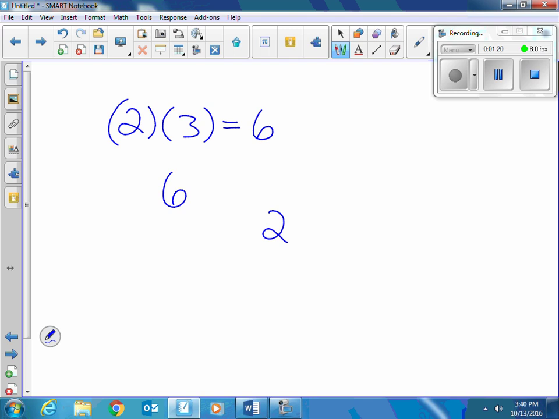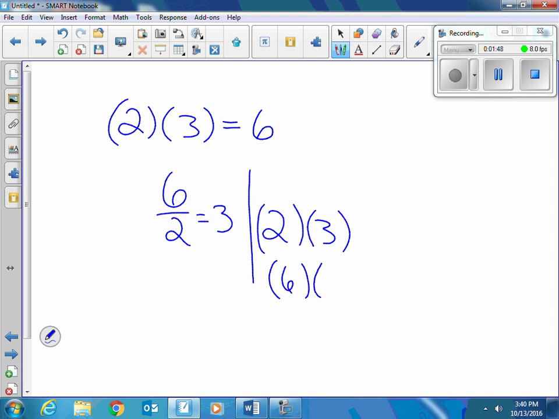And if you want to figure out what that other factor is that multiplies with the 2 to give you 6, you can just divide the 2 back into the 6, and you're going to get a 3. So basically what that's saying is that 2 times 3 are the 2 factors that multiply to 6. All right, so now 6 is factored. Keeping in mind that 6 can factor other ways. You can have a 2 times 3, or you can have a 6 times 1. Okay, so you have a little freedom when it comes to that.